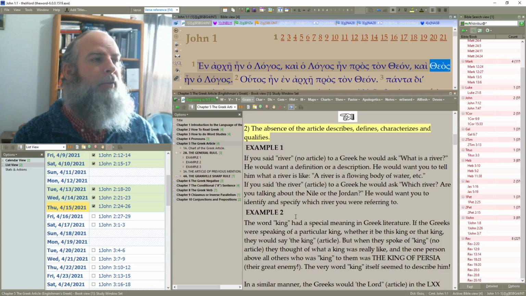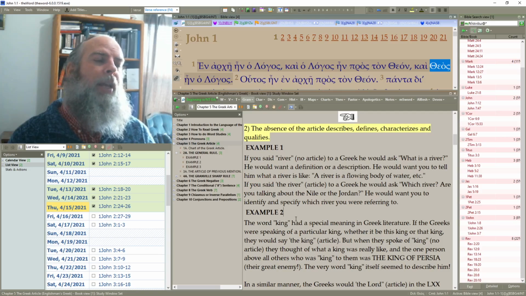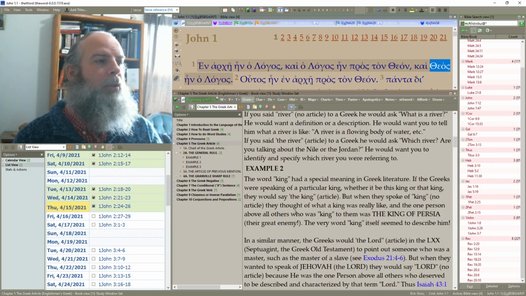Example 1. If you said "river," no article, to a Greek, he would ask, what is a river? He would want a definition or a description. He would want you to tell him what a river is like. A river is a flowing body of water, etc. If you said "the river," with the article, to a Greek, he would say, which river? Are you talking about the Nile or the Jordan? He would want you to identify and specify which river you are referring to.